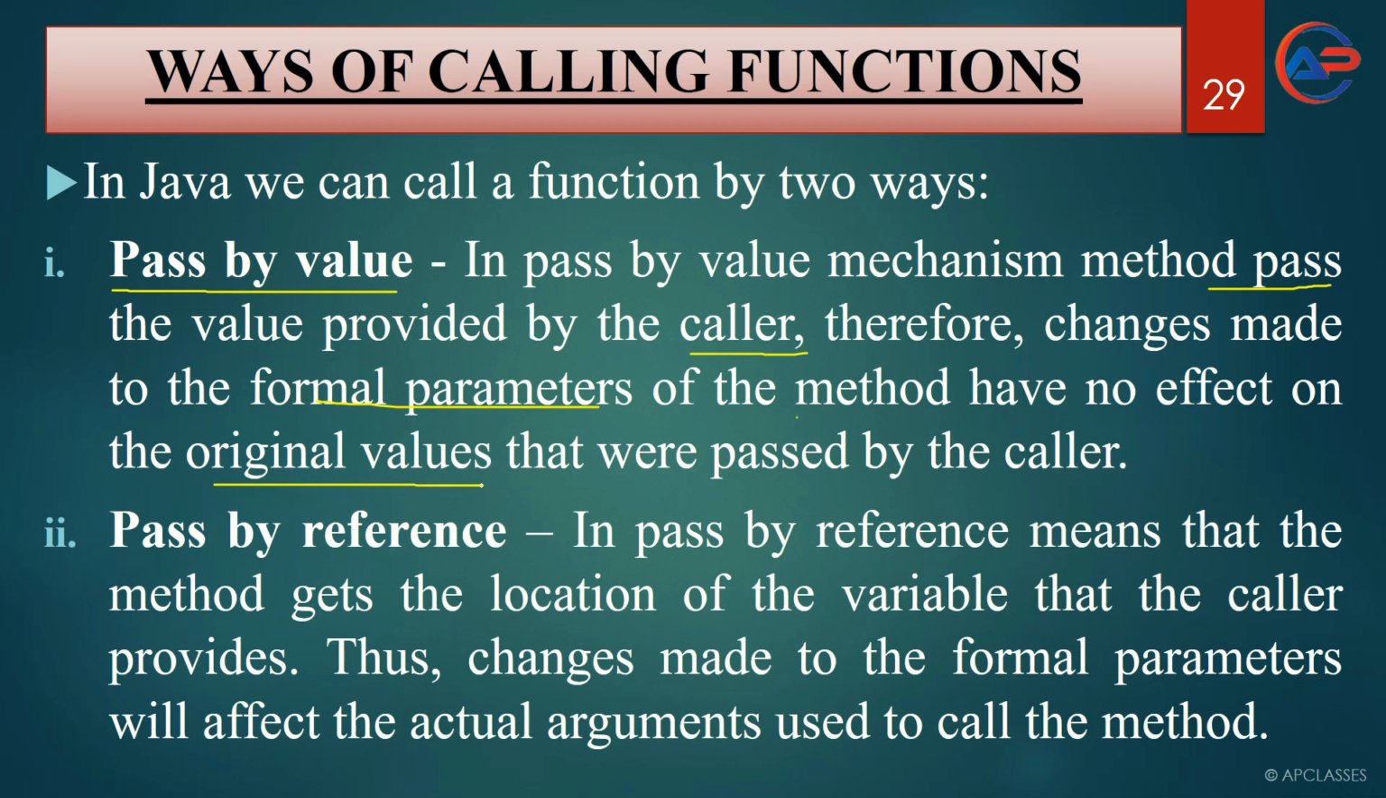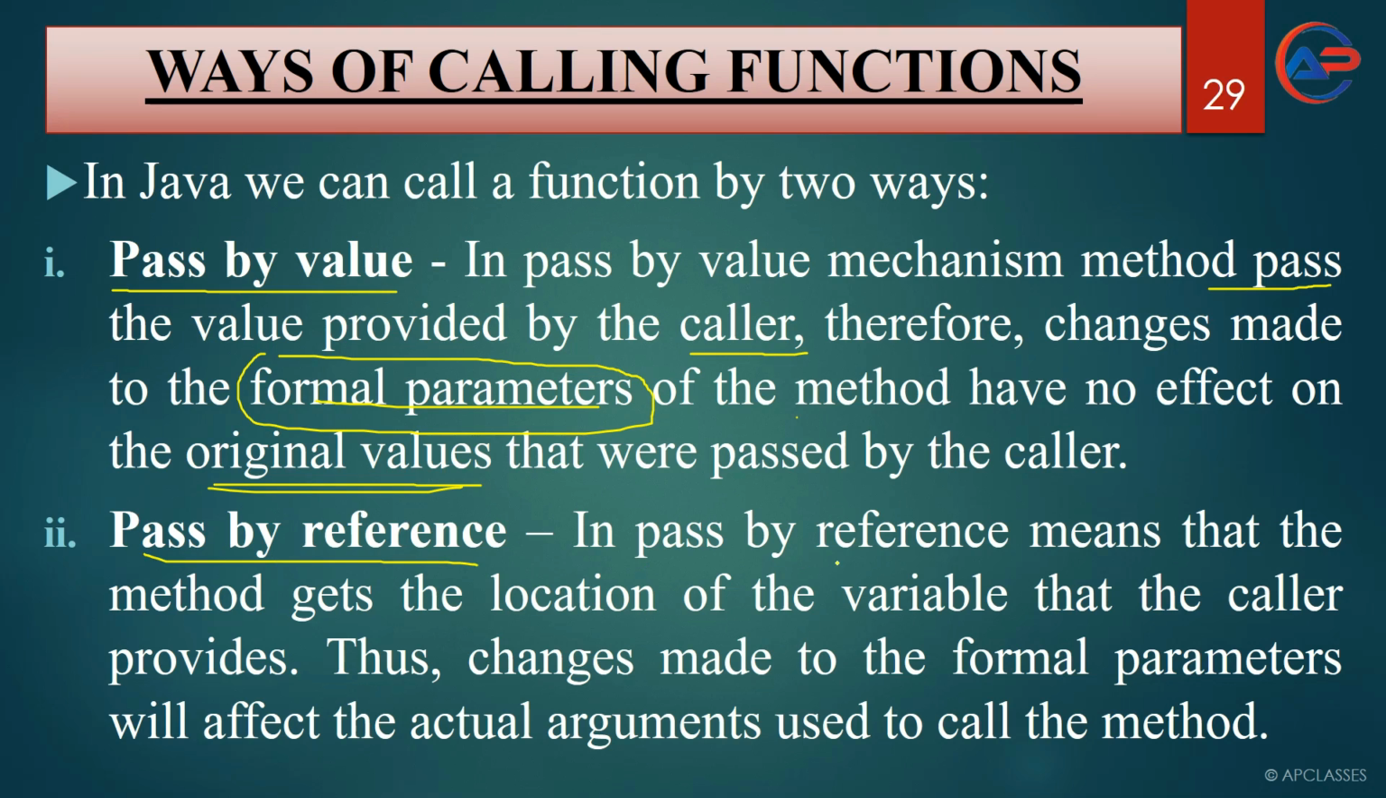So here you can see, pass by value is a mechanism where a method passes a value from the actual argument to the formal parameter, or a caller method passes a value to the called method. You know which is called the caller method and which is called the called method, right? So when the value is passed from the caller method to the called method, any change you make to the formal parameter will not put any impact on the actual argument, or you can say will not change the original value.